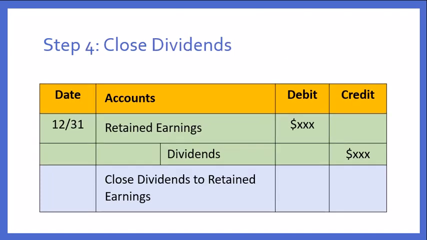And our very last step is going to be to close the dividends account. Remember, dividends carries a debit balance. We're going to credit that to make it go away. We are going to debit the retained earnings account, which carries a credit balance. So when we debit retained earnings, we are reducing the balance in that account. And that is the last of our closing entries.